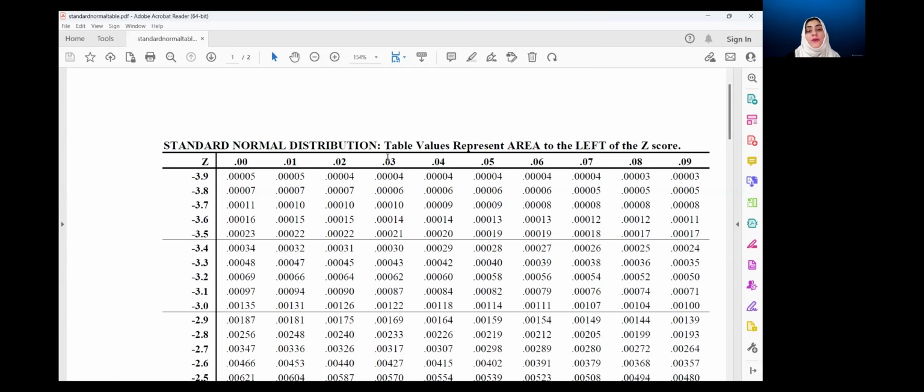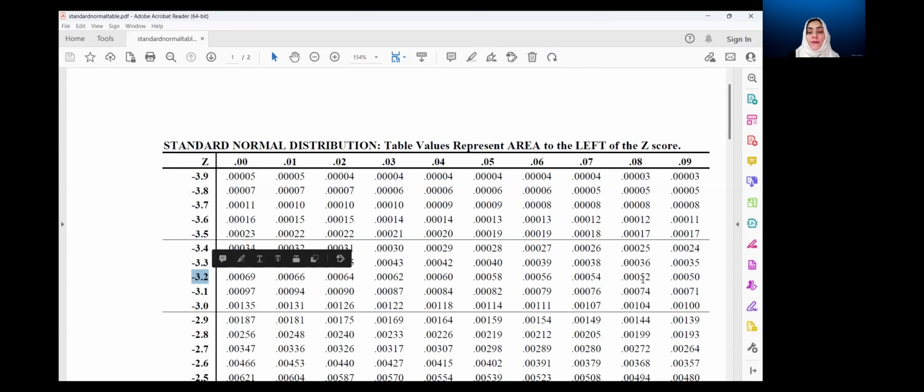So for example, if the value that we're looking up is -3.28, we are going to find -3.2 from this column. Here we can find it, -3.2. And now we need to look up 0.08, because the value that we are looking up altogether is -3.28. So from here, we find the column which corresponds with 0.08.